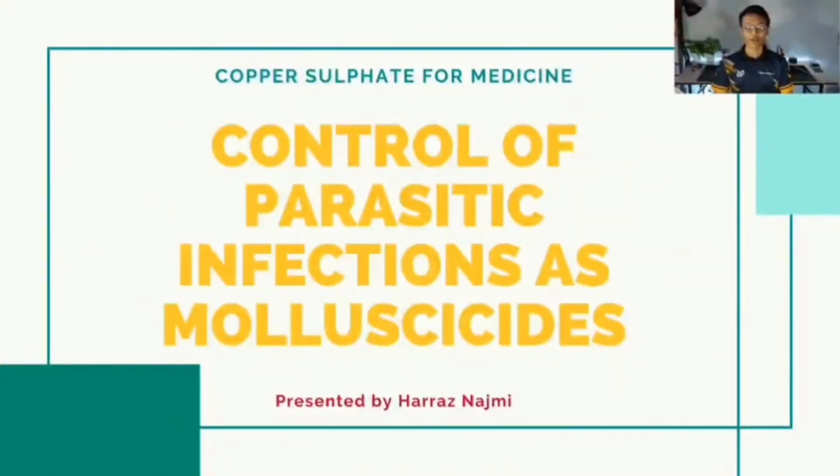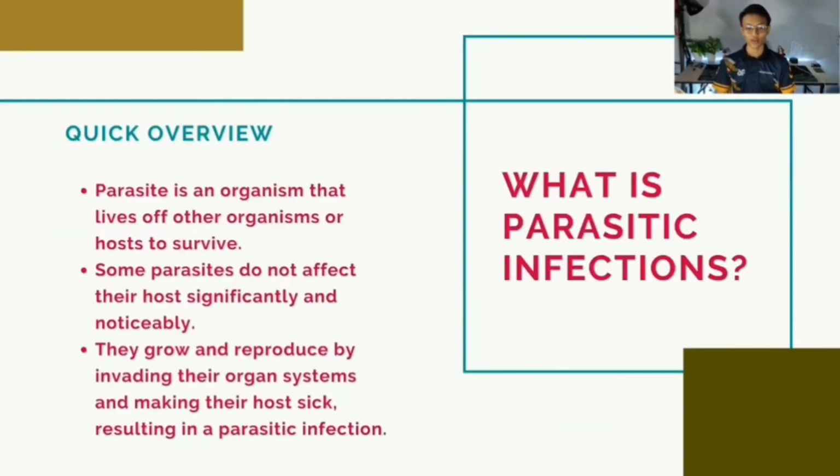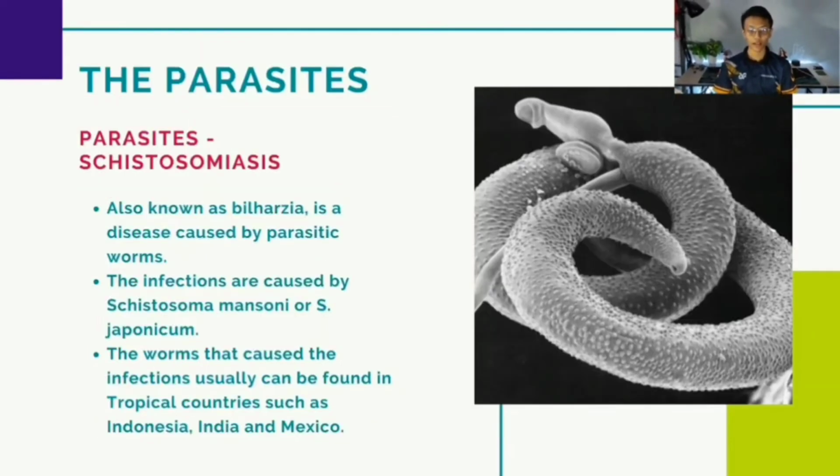Hi, I'm Haras. Now I will continue about the copper sulfate uses for medicine, which is control of parasitic infection as molluscicide. For introduction, what is parasitic infection? A parasite is an organism that lives off other organisms or hosts to survive, and some parasites do not affect their host significantly and noticeably. They grow and reproduce by invading the host organ system and making their host sick, resulting in a parasitic infection. The name of the parasite in this case is schistosomiasis, which is also known as bilharzia, which is a disease caused by parasitic worms.